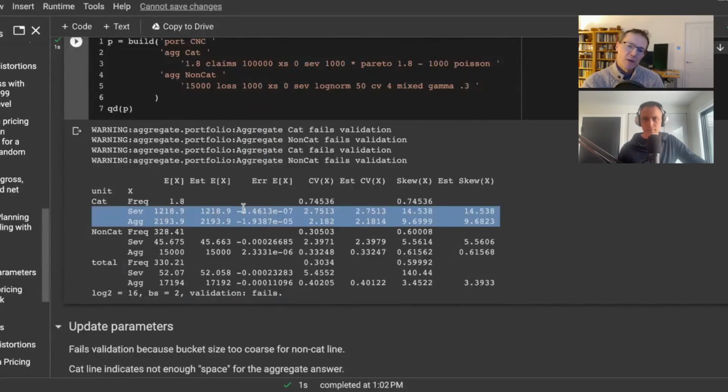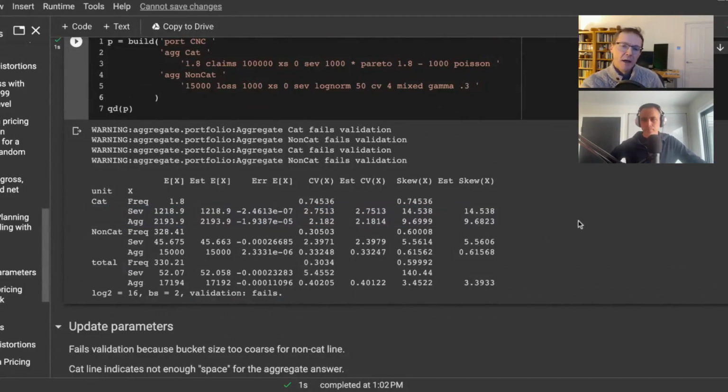It has a number of tests that it looks at, and one of the tests is it wants the aggregate error to not be too much bigger than the severity error, because I don't know if you remember, but there's this thing called aliasing that happens with the FFT routine that we use here. You get this problem that large claims wrap around and reappear as small claims. A sign that that's happening is if the aggregate error is bigger than the severity error, then that's a sign you've got aliasing. And that's a sign that you don't have enough space for the answer. You can't get to large enough losses with the discretized parameters that you've chosen. Interesting.